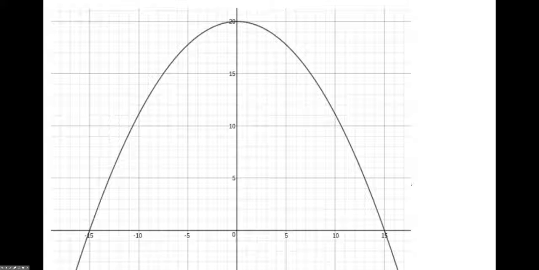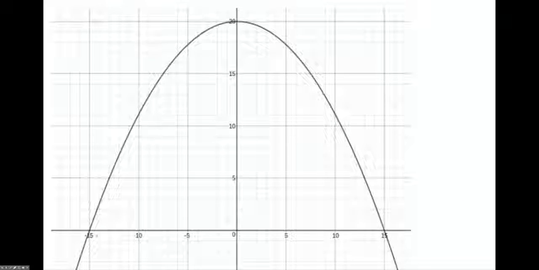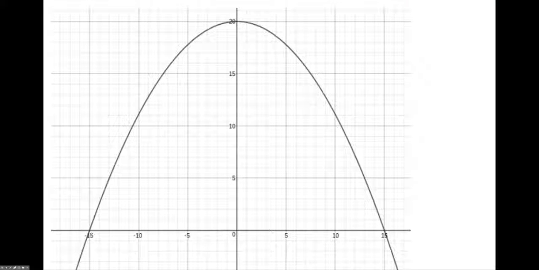Now that you have this graph, you can answer all of the questions that they asked you. Let's look at the questions again. The first question is, how wide is the window? So from one x-intercept to the other x-intercept, how many boxes are in between here? Let's go back and look. So this x-intercept is at negative 15. So from here to here, it's 15 spaces. And then the other x-intercept was positive 15. So from the middle to the end, that was another 15 boxes.